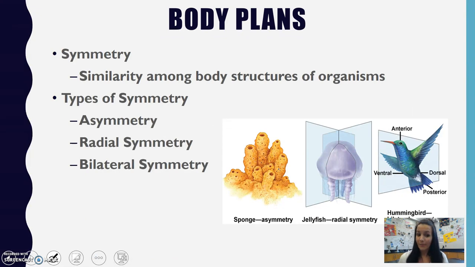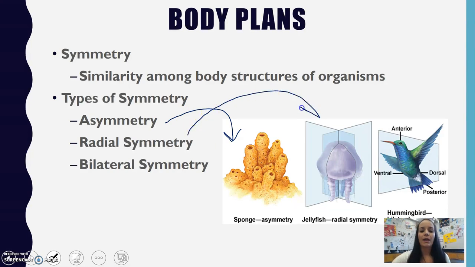In terms of body plans, there is something called symmetry that you need to be familiar with, which is just how the body can be divided on a plane. And there's three different kinds. So we have asymmetry, like the sponge here. They're not symmetrical no matter which way you slice them. They're not going to be the same on both sides.